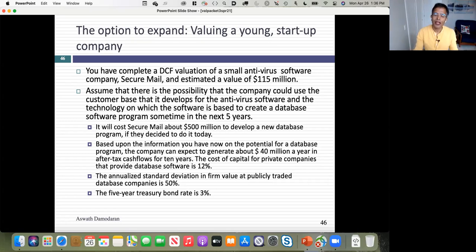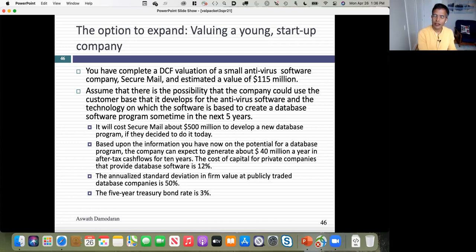And right now, if you ask them, would you do it? Their answer is no, because right now it would cost them about $500 million to develop the software. And based on what they know now about this business, the expected cash flow is only 40 million a year for the next 10 years. And even without discounting, you can see that doesn't look very good. But they have the option to develop the database software. And the one thing they have going for them is it's an incredibly risky business. The standard deviation in cash flows in this business, because everything is changing so quickly, is 50%.